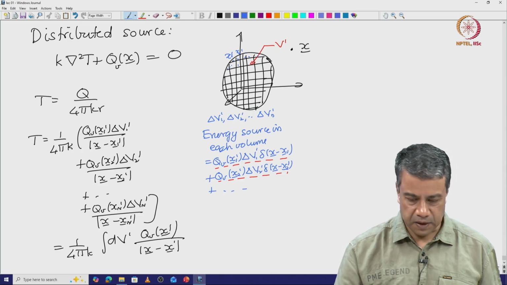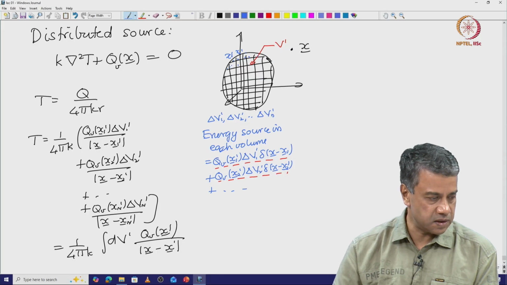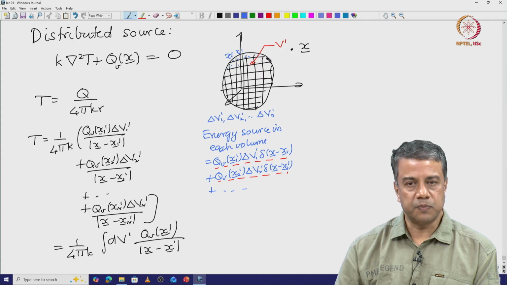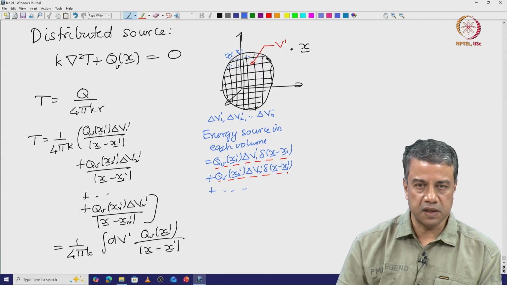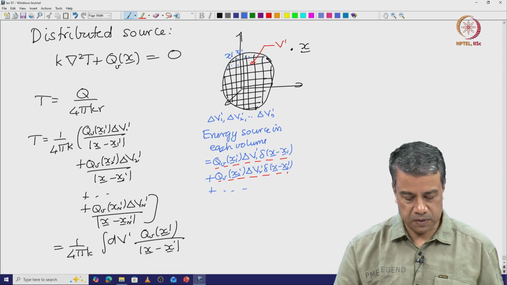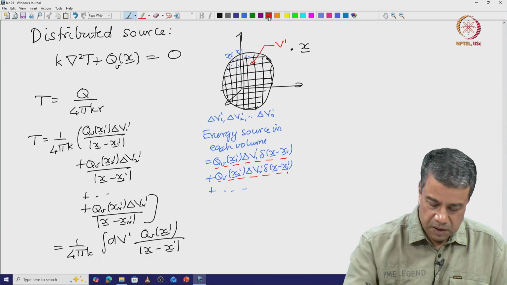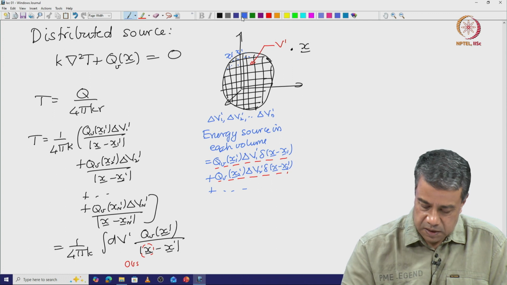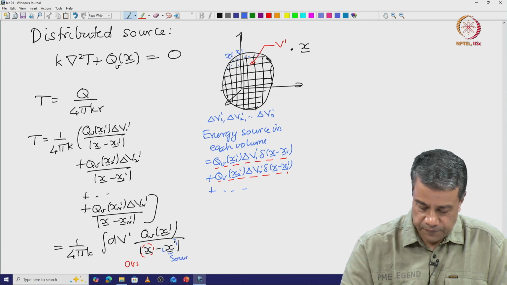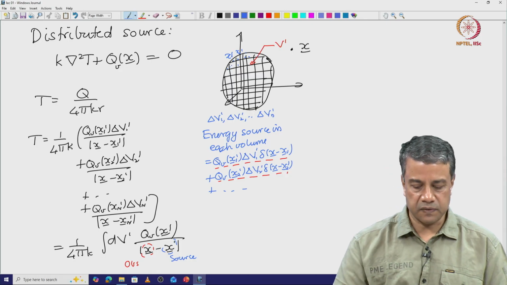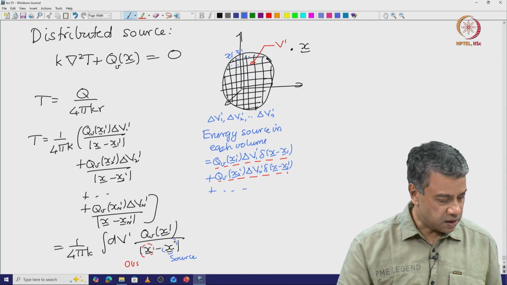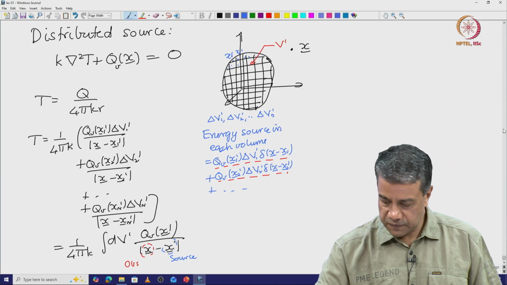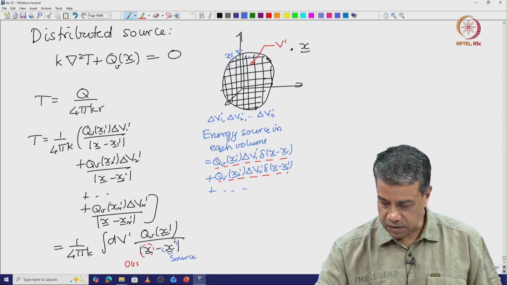Therefore, I can find the temperature field due to a distributed source as the integral over the volume of the energy generated per unit volume per unit time at a given location divided by x minus x prime, and of course, there is a 1 over 4 pi k outside. This is the observation point, and this is the source point, and you are integrating over all locations for the source point. So that is how you can find the temperature field due to a distributed source. And you can get the flux as well, which is also quite straightforward.